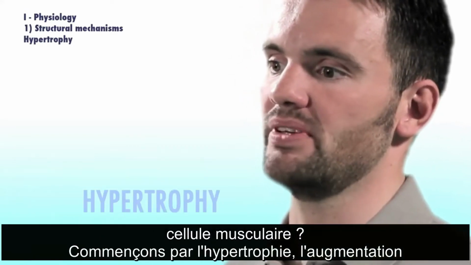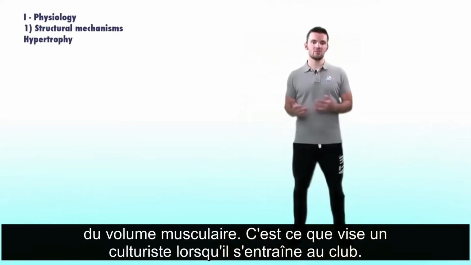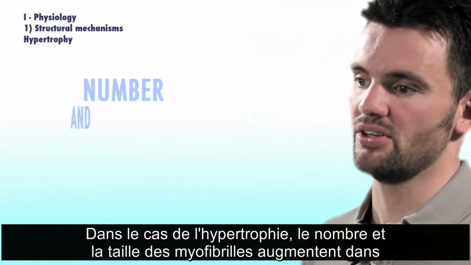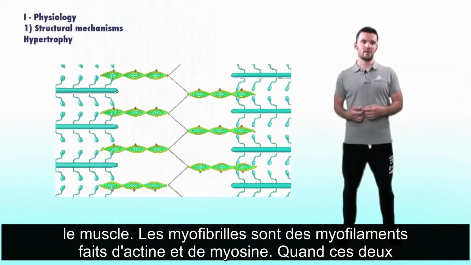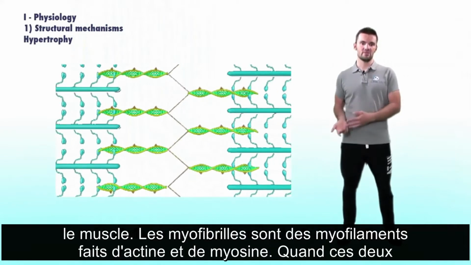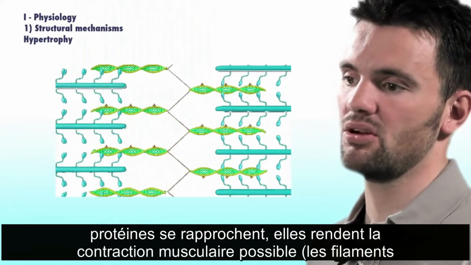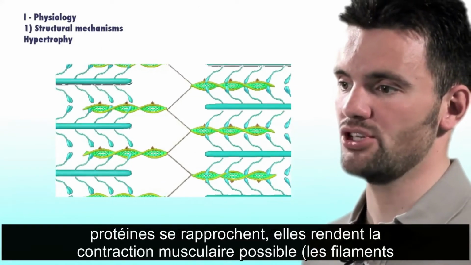Let's start with hypertrophy, the increase in muscular volume. This is what a culturist targets while training at the gym. In the case of hypertrophy, the number and size of myofibrils increase inside the muscle. Myofibrils are myofilaments made of actin and myosin. When these two proteins get closer to each other, they make muscle contraction possible.